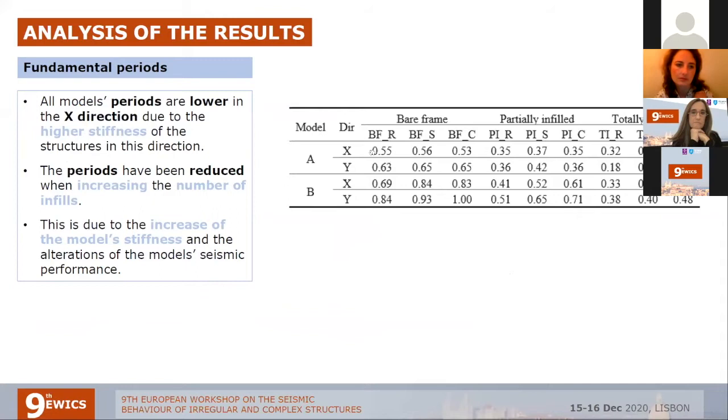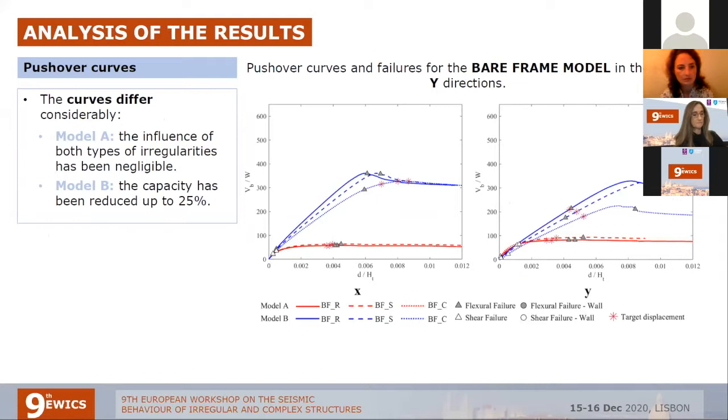In case number one, the bare frame and regular had 0.55. And if we added the infill, it started being 0.35 and then 0.32. It was due to the increase of the model stiffness and the alteration of the model seismic performance. We obtained the pushover curves for each of the models. In this case, these are the curves for the bare frame model, and we added the different irregularities in the columns' height.